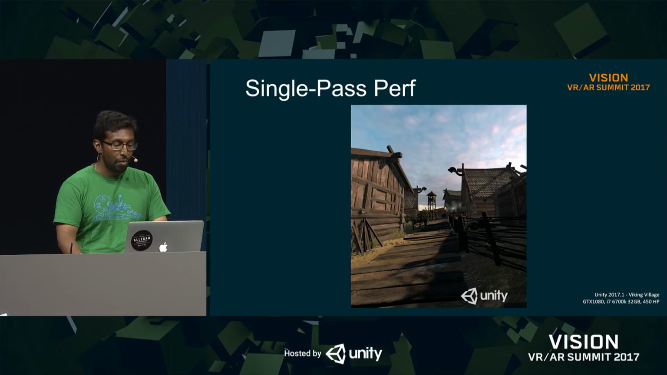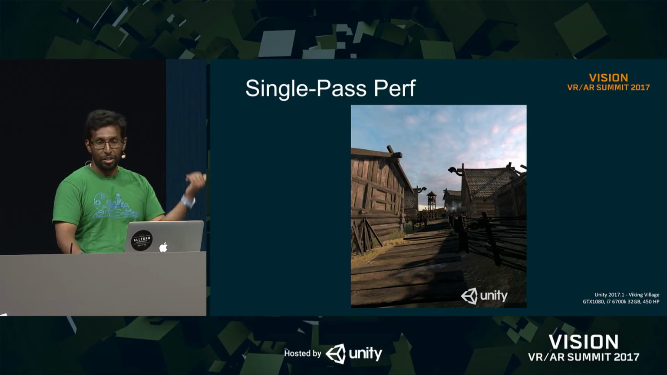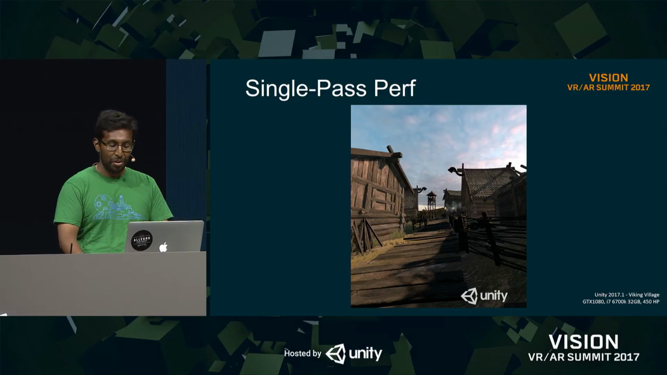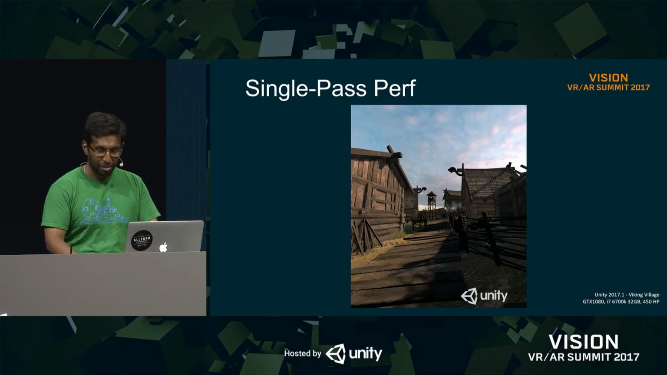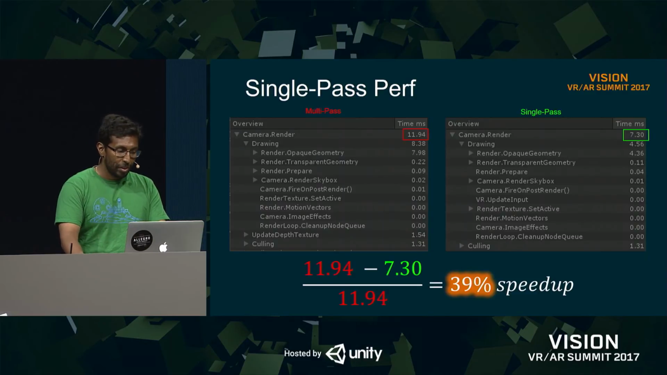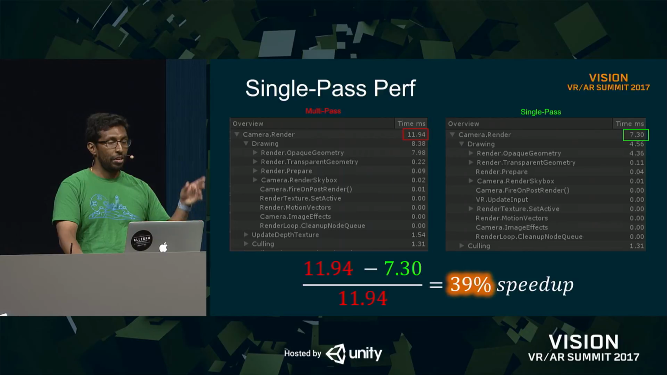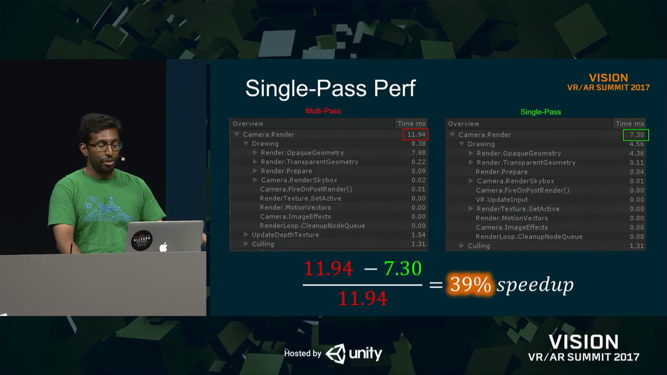Now we're going to talk a little bit about the perf differences for single pass on the CPU. This is our Viking Village scene that we use for a lot of demo stuff. There are some specs there if anyone wants to look later when the slides are published. On the left you have multipass, and that frame took 11.94 milliseconds to render. And on the right is single pass, and it took 7.3 milliseconds.